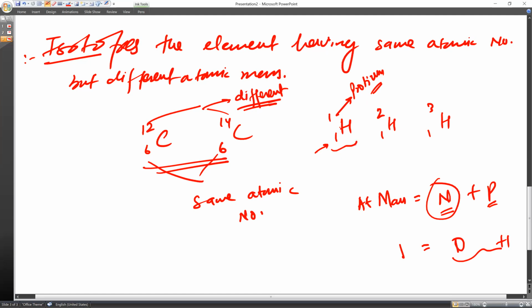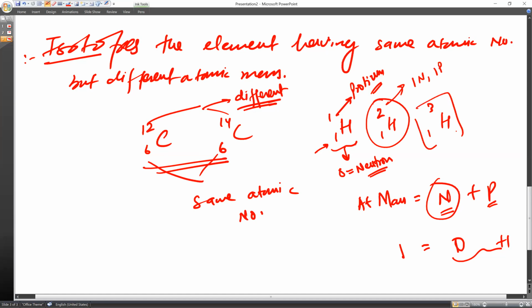It is the only atom in the whole of the elements, the only element which has 0 neutron. No neutron is present in this hydrogen. In this case, it is an isotope which has 1 neutron and 1 proton.